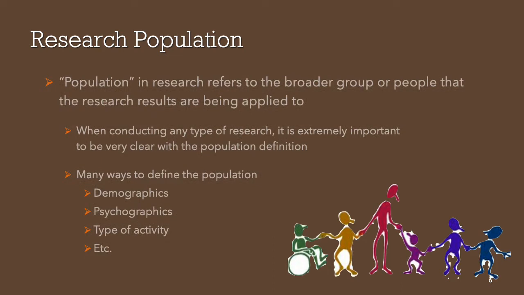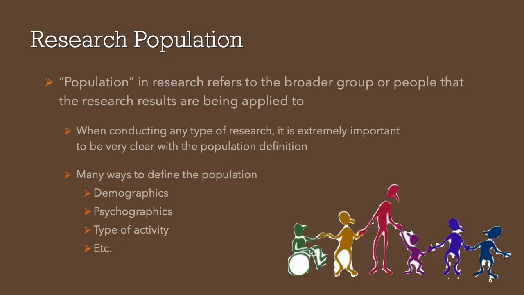So in research, when we're talking about population, we're talking about all of the people that we're looking at, that this research is going to be applied to, that when we're talking about the results, those are the people the results are important for. This is who they mean. And you have to be very, very clear about who that population is, and that's for a variety of reasons.